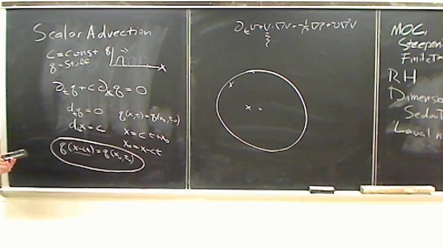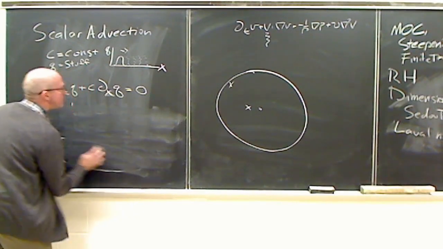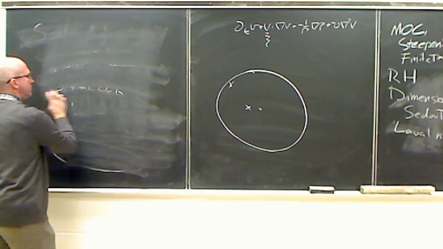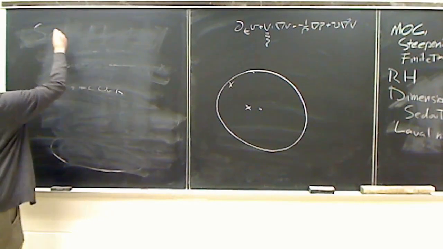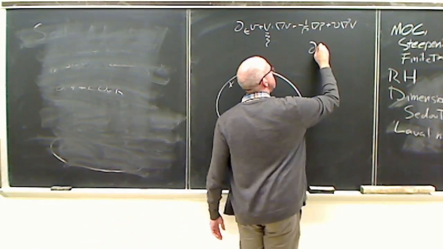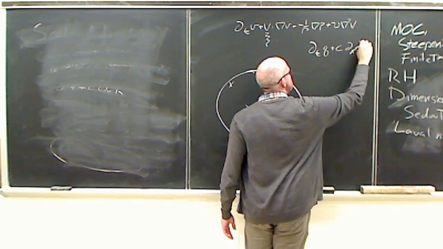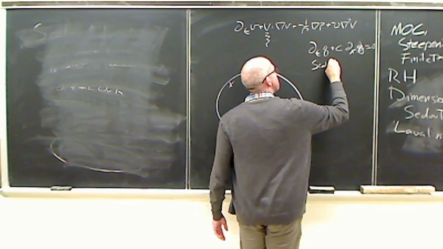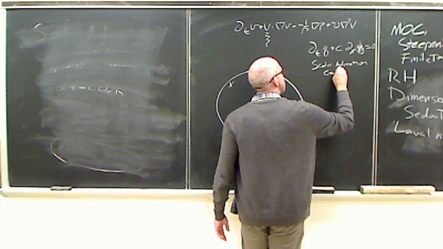So we'll just do this again. I don't actually need to erase all this because I'm going to back up a little bit. So now, let's just take the left-hand side of this. I'm going to write some stuff down here. d by dt of q plus c dq dx equals 0. This is scalar advection, where c equals constant.